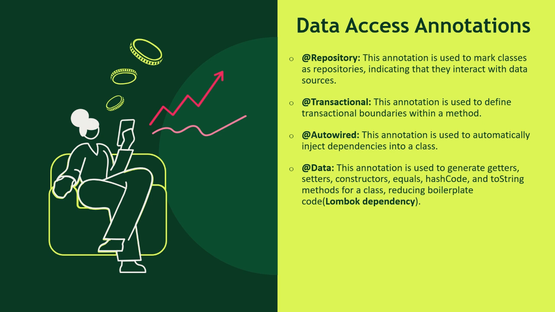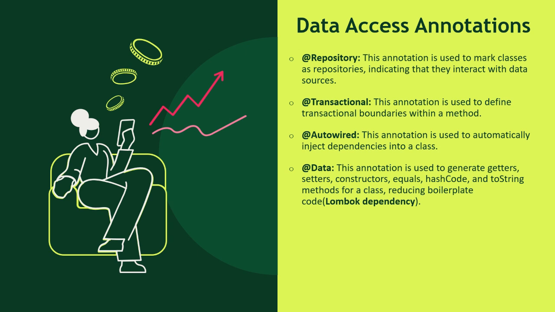This is @Repository. This annotation is used to mark that particular class as a repository when you are dealing with the data layer, indicating that it interacts with the database. So when you're defining repositories, let's say you are defining an entity and then trying to access it using @Repository, you extend the JPA repository there, and then you perform the CRUD operations.